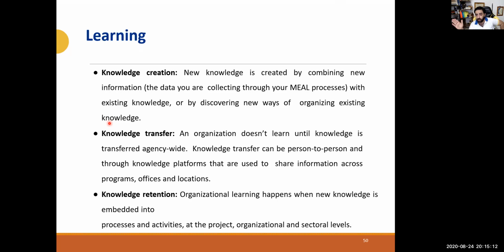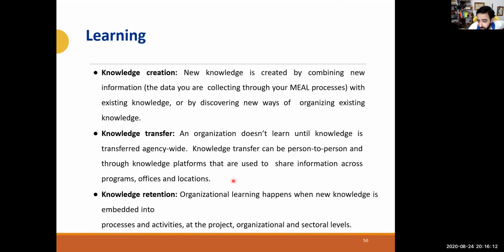An organization doesn't learn until knowledge is transferred agency-wide. Maybe COVID is an example of transfer. The procedures that we are following right now, wearing gloves and masks and these types of things, were transferred from another organization, from WHO as a guideline, to our organization. Knowledge transfer can be person to person and through knowledge platforms used to share information across programs, offices, and locations. So we shared through clusters and adopted it, keeping distance, wearing gloves and masks, as knowledge transferred from other actors to us.